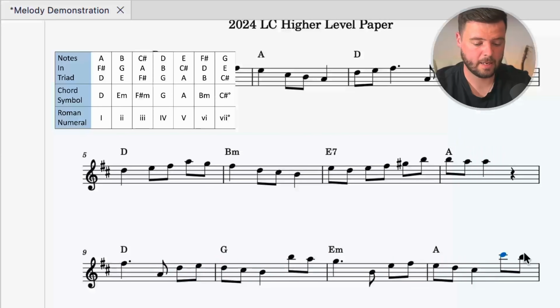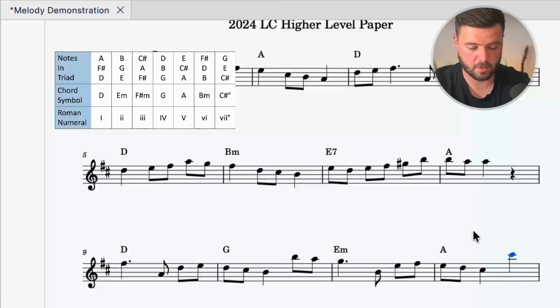And just to lead back in, I probably wouldn't keep the quavers here. I'll change that maybe to a crotchet, and I might even change it just to A, just to keep it simple.